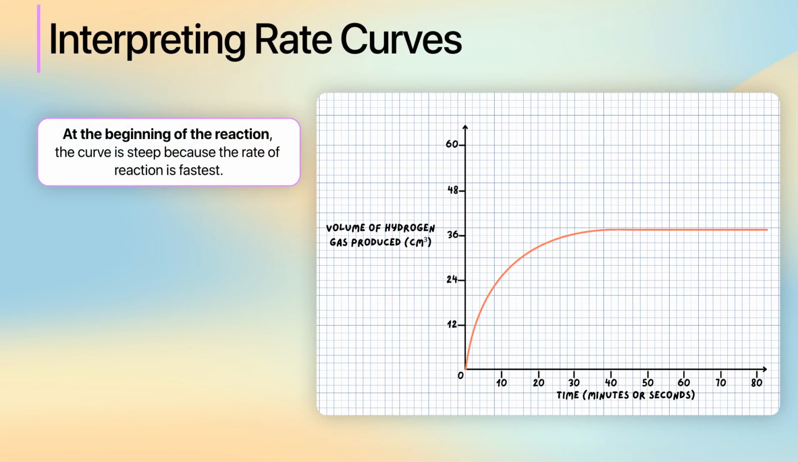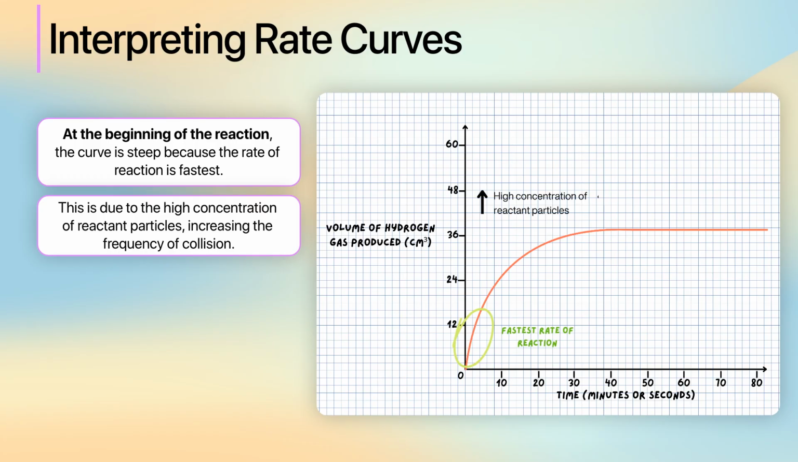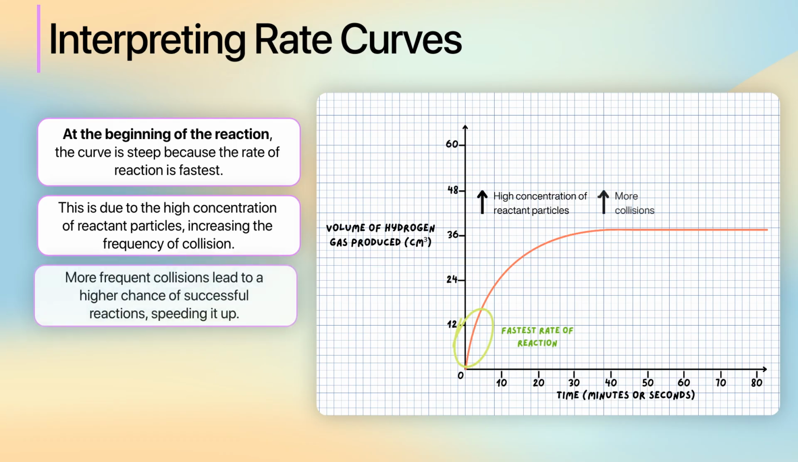At the beginning of the reaction, the curve is steep because the rate of reaction is fastest. This is due to the high concentration of reactant particles, which means that there are plenty of particles available to collide with each other. More frequent collisions lead to a higher chance of successful reactions, causing the reaction to proceed quickly.